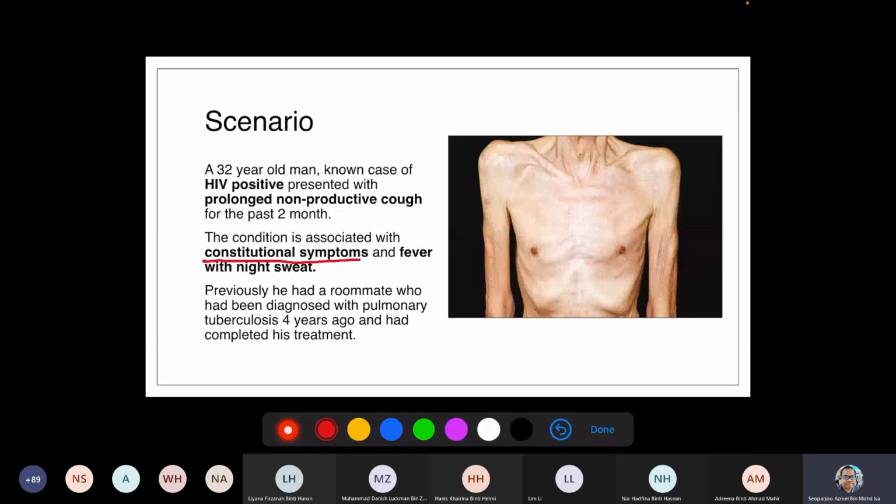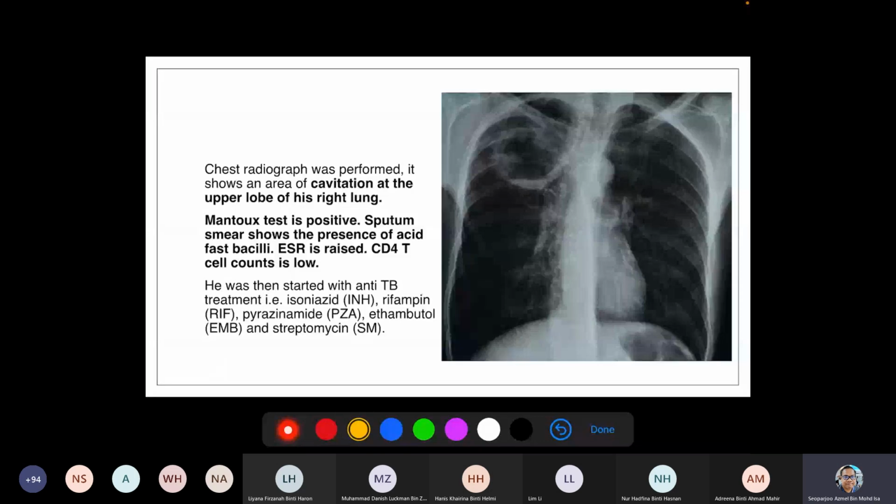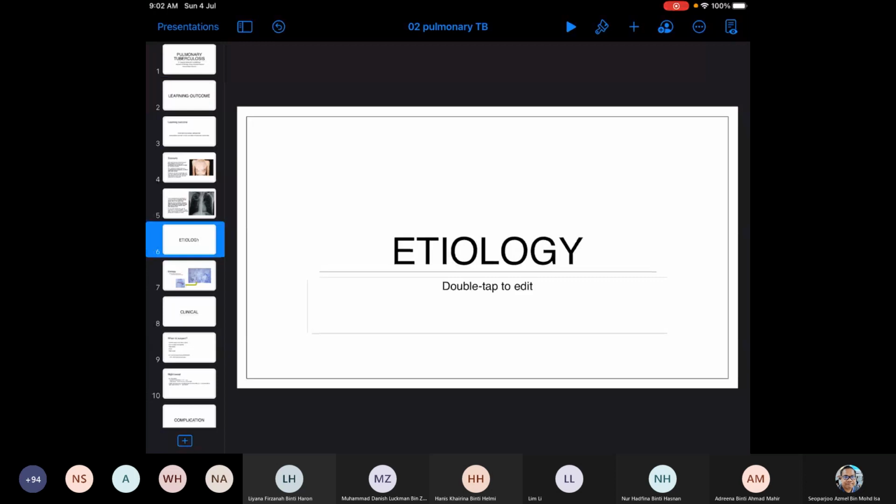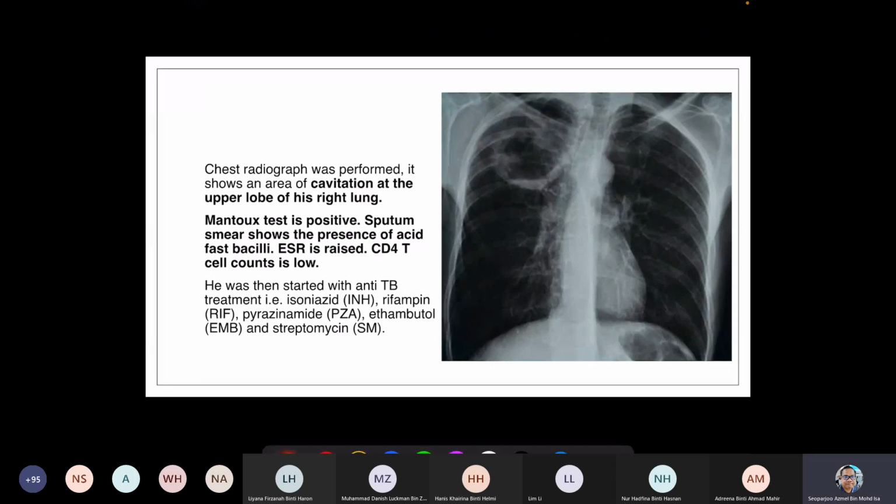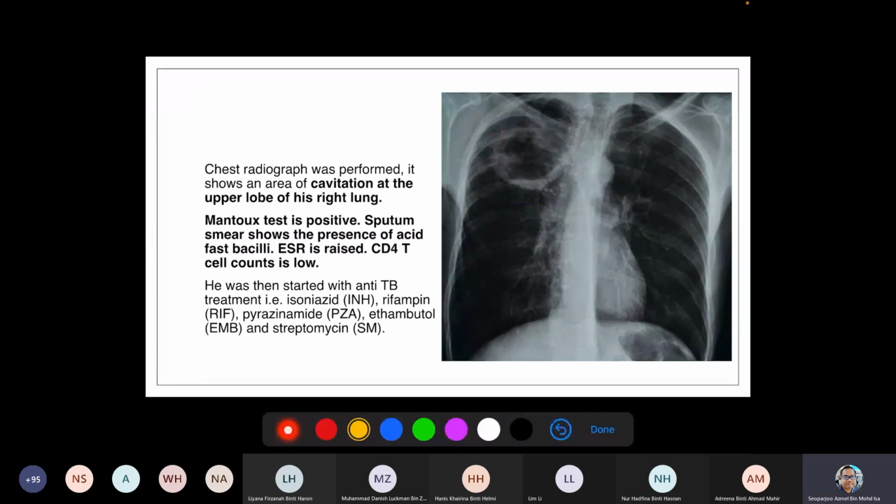And he had a fever with night sweat. Previously, he had a roommate who had been diagnosed with pulmonary tuberculosis around 4 years ago and had completed his treatment. A chest radiograph was performed and it shows an area of cavitation at the upper lobe of his right lung. To view the chest x-ray, here is the cavitation. You can see this side is the normal lung, and this side is where the cavitation is.